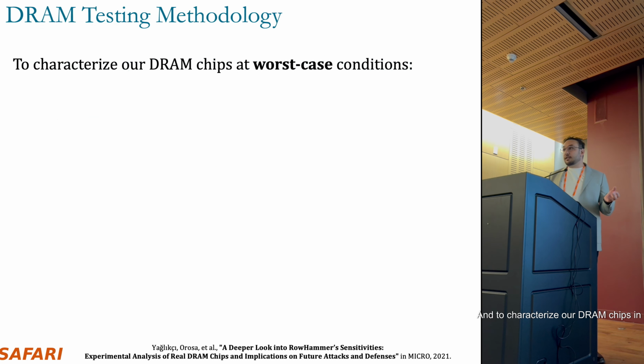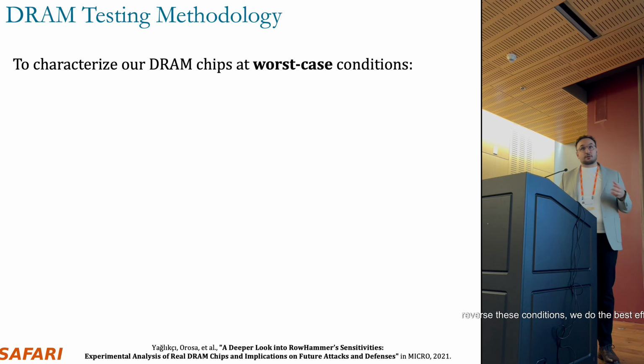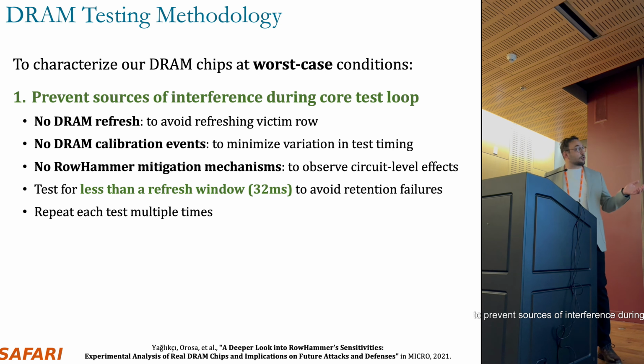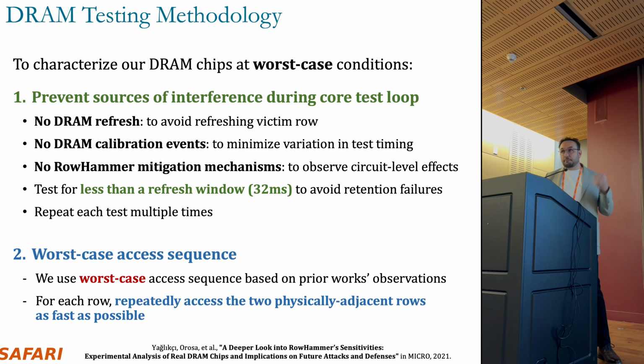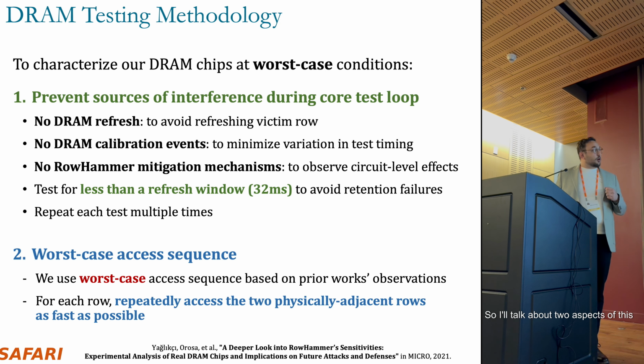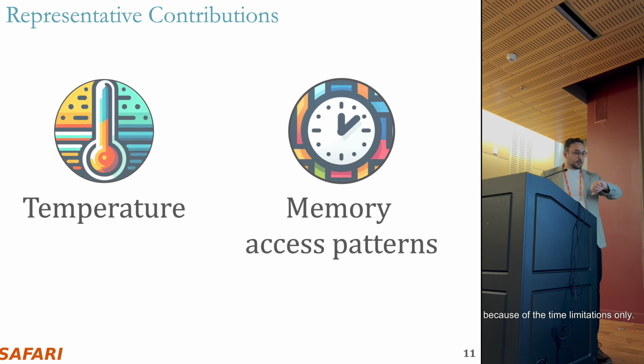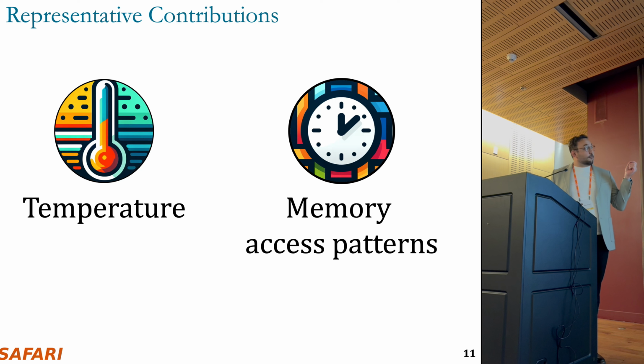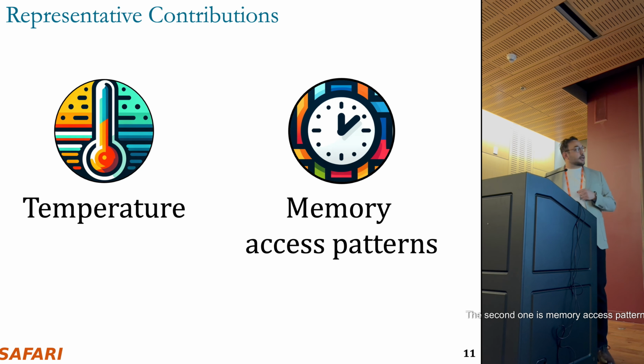To characterize our DRAM chips in the worst-case conditions, we do our best effort to prevent sources of interference during our core test loop, and we perform the worst known access sequence. I'll talk about 2 aspects of this because of the time limitations. The first one is temperature, the second one is memory access patterns.